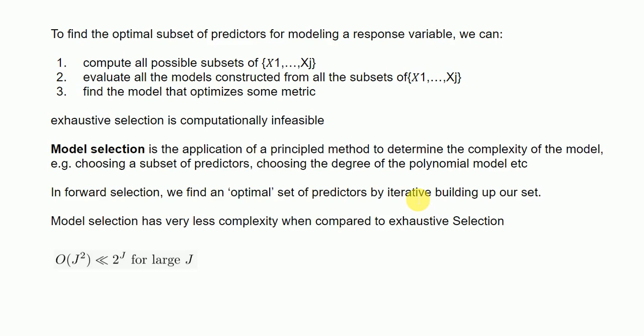In forward selection, we find an optimal set of predictors by iteratively building up. So forward selection has much less complexity when compared to exhaustive selection, which in terms of big O notation is j squared, which is very much lesser than 2 to the power of j.